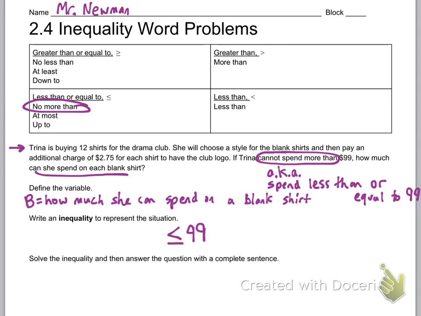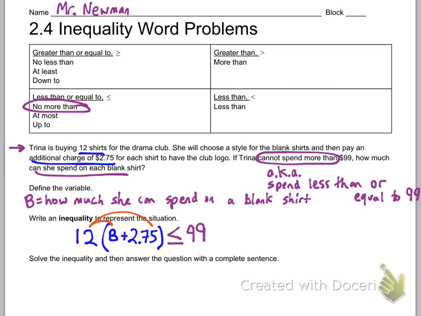Then we want to look at, all right, she is going to buy 12 shirts, so we know the number of shirts. So 12 times, and in parentheses here, I'm going to put how much each shirt costs. Notice it says $2.75 for each shirt, and you have to buy the blank shirt, and we're trying to figure out how much the blank shirt is. So B is the blank shirt plus $2.75 gives us how much each shirt costs. And we put 12 times all of that because there's 12 shirts.